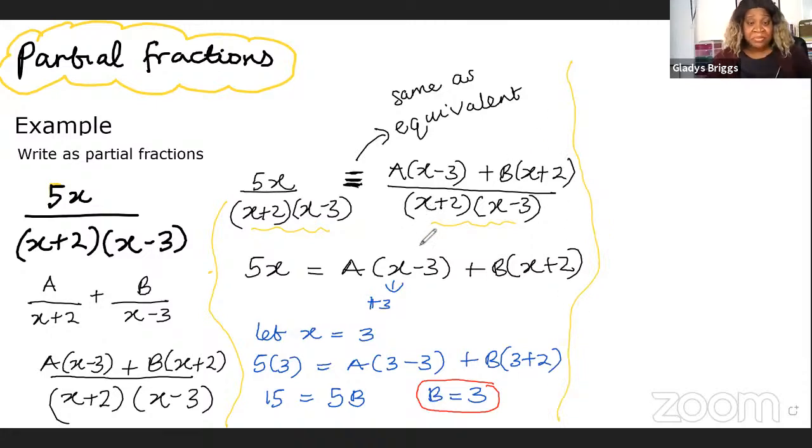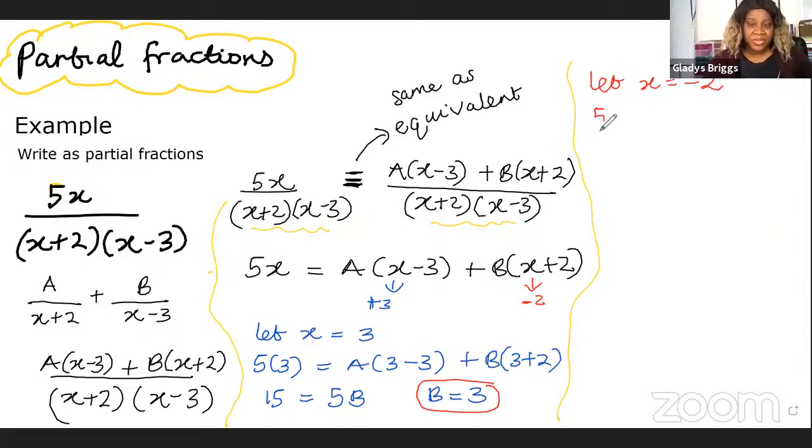Now you're going to do the same thing. To find A, you have to say, let x be equal to -2. Yeah, let x be equal to -2. Because if you put -2 here, it will become 0. Then B times 0 would become 0. Then you can find A. So let's do that. Let x be equal to -2.